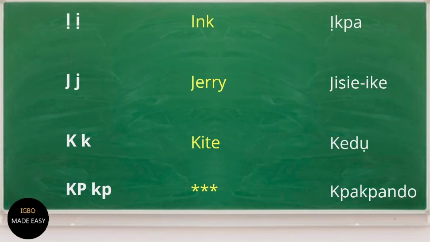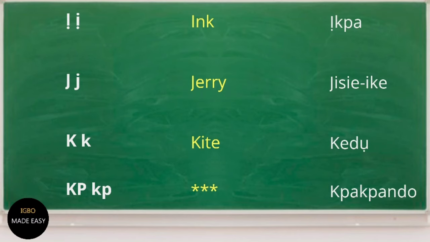The next one is kpe. Kpe doesn't have any sound related in English, but think of a gun, but without the ah, just the p, p, p. So here we have, for example, kpakpando. Kpakpando is the Igbo word for, guess what, star. The way you have the stars in the sky, star is kpakpando.